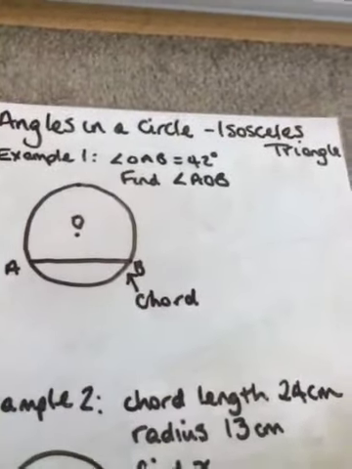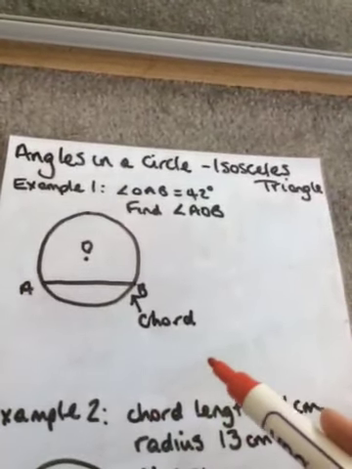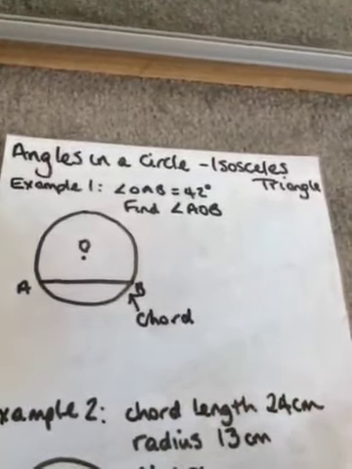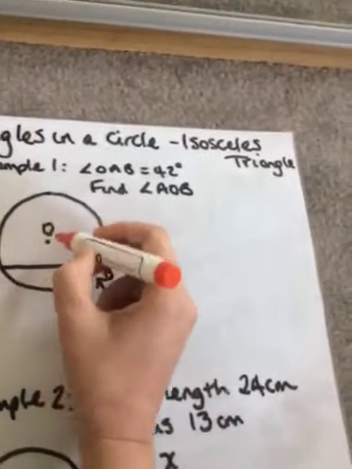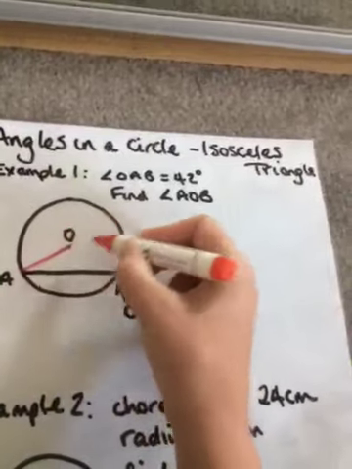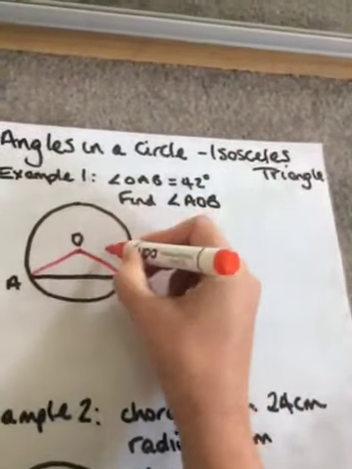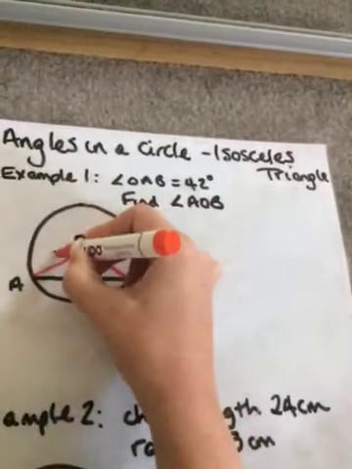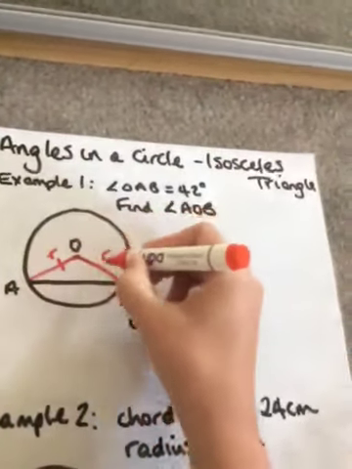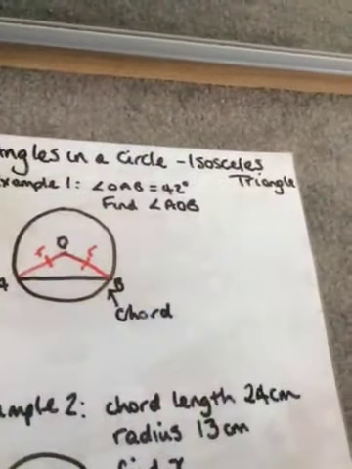Now we know that in a circle, any line that goes from the centre to the circumference is called a radius. So if we draw in a radius from the centre to point A and from the centre to point B, these are both the same length, and so we've now created ourselves an isosceles triangle.